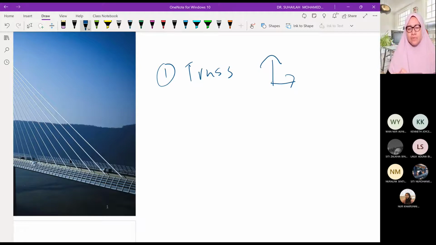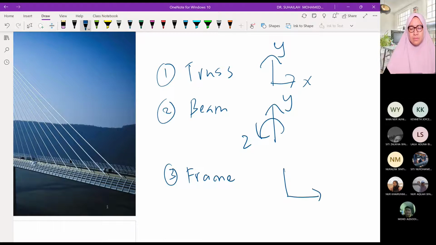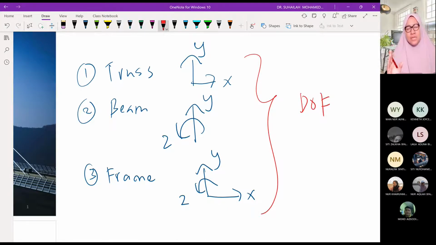The degrees of freedom are in the X and Y components. Number 2 is the beam, and a beam also has 2 degrees of freedom, but in the Y and Z components. And we have another one, the frame. Here we have 3 degrees of freedom in the X, Y, and Z components. So all these are the degrees of freedom, and we apply them at each node.